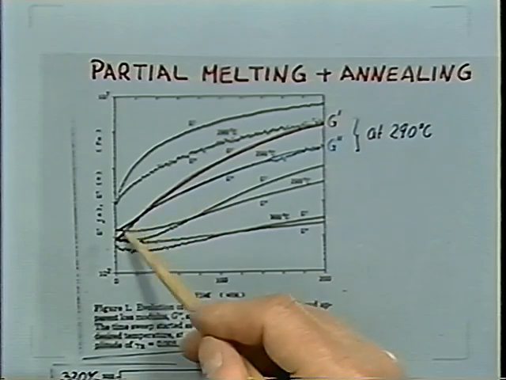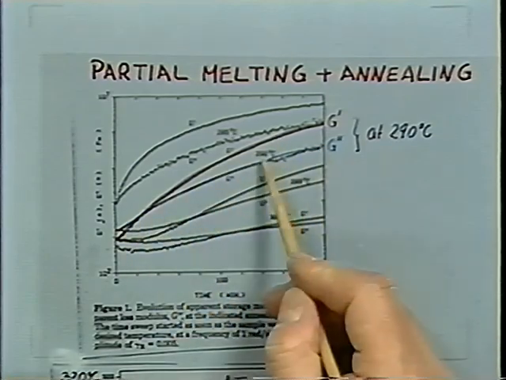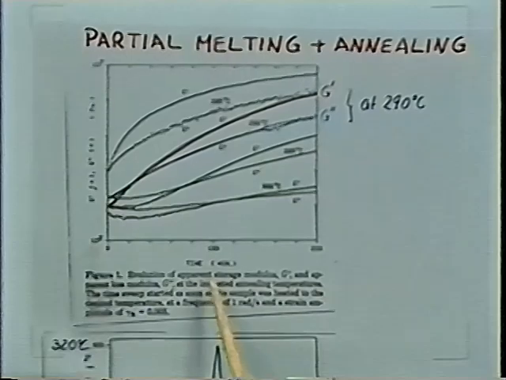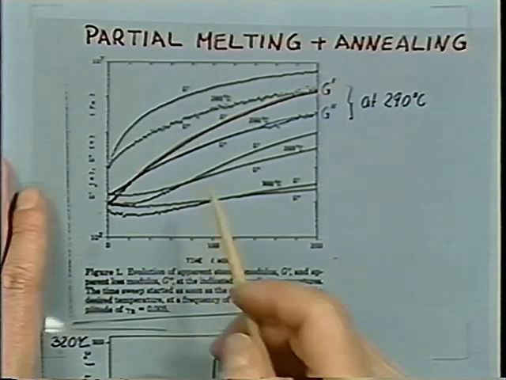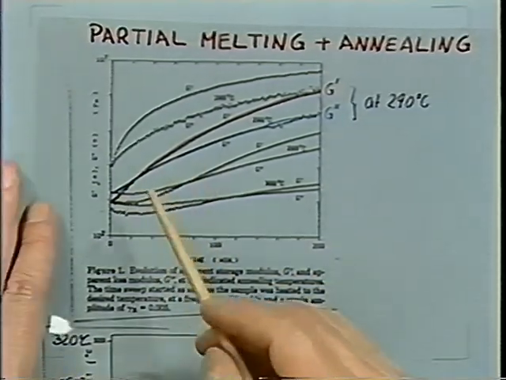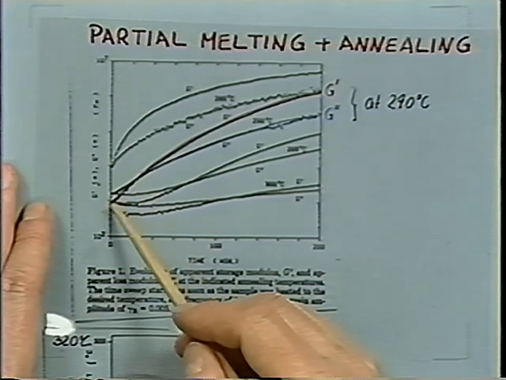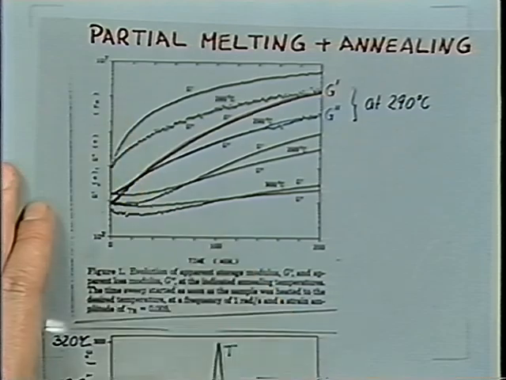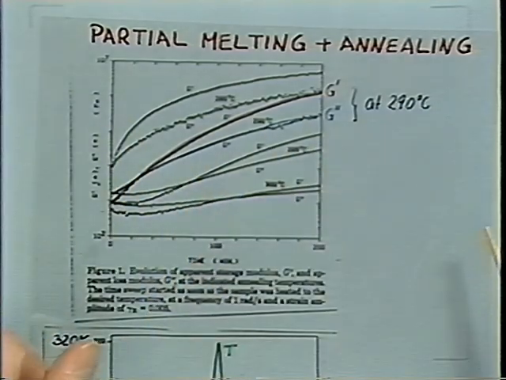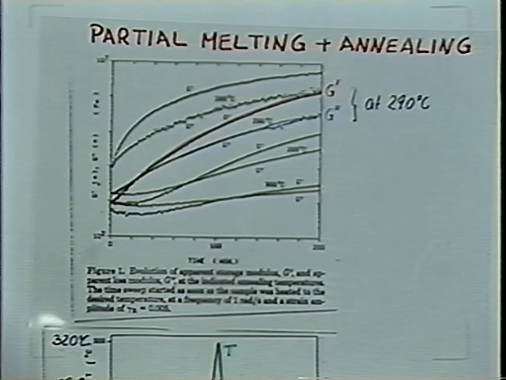We have G prime and G double prime at 290 degrees measured as a function of time, at a constant frequency of 1 per second. At that one frequency, we see that G prime and G double prime increase by several orders of magnitude: 1 order, 2 orders, and up to 3 orders of magnitude. So the material had been a liquid initially, and while we study it in the rheometer, it goes from a liquid state to a solid state.